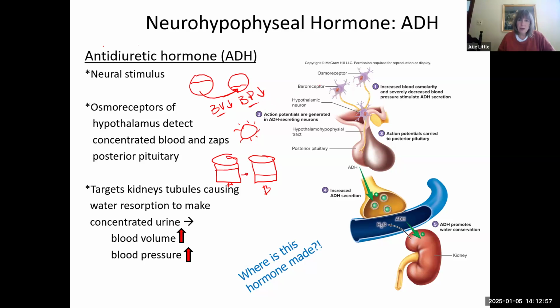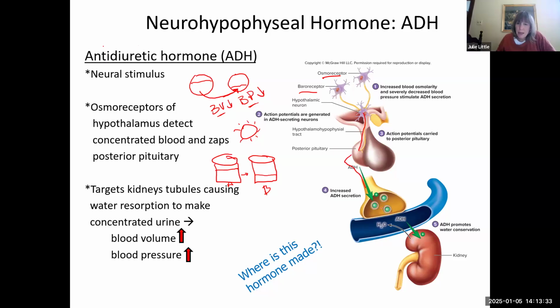And so as the blood goes to the hypothalamus, we have osmoreceptors to sample the blood. Is this blood too salty? If it is, that must mean our blood volume's down and our blood pressure's down, and we need to do something about it. Likewise, we have baroreceptors. If just blood pressure is down, then we need to do something about it. So these receptors up in the hypothalamus will cause this neuron right here to zap the posterior pituitary. This neuron is making antidiuretic hormone and storing it here, and that ADH is released.